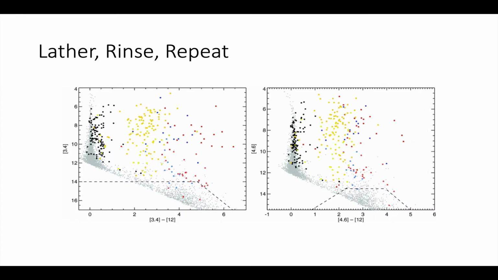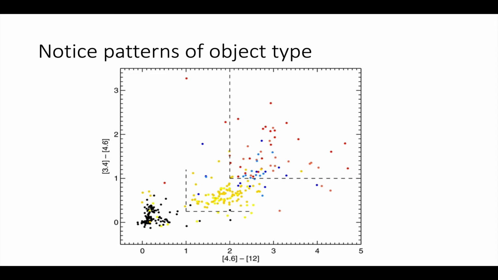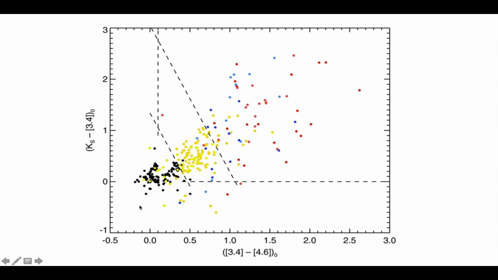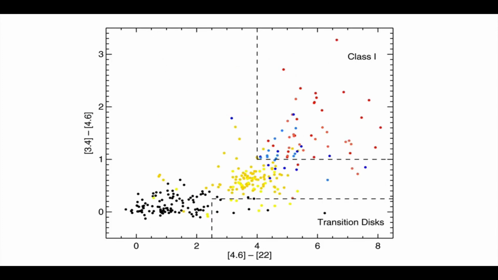And they keep doing it again and again and again, different combinations of colors, and you notice where the objects fall. So these are well-known class 0s, and they're red in both axes, class 2s, and then stars without dust. Do it again and again.